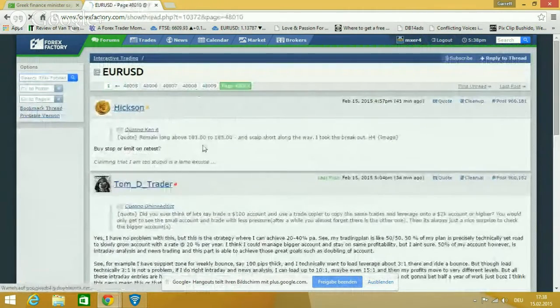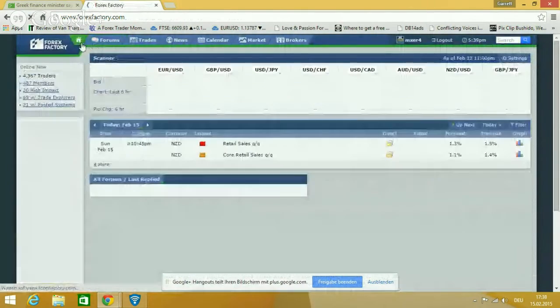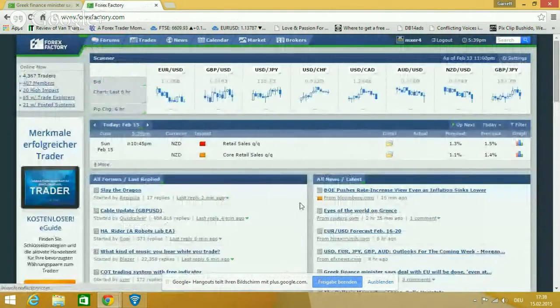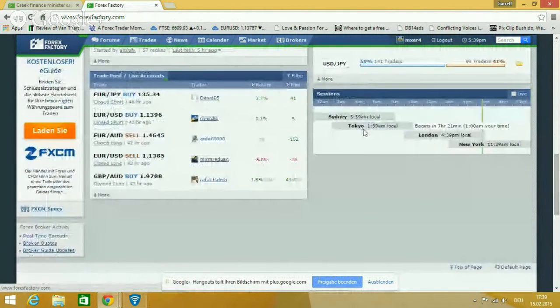Got to skip a bit further. You can see what people are generally saying about trading with Euro USD or other types of currencies, what's going on, what their opinions are. Now another big thing you guys need to pay attention to is here. This is the big thing. Liquidity means how much is going on in the market.